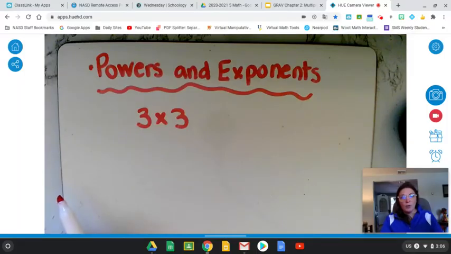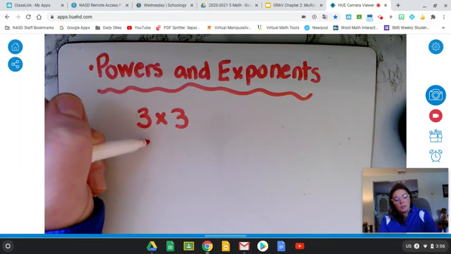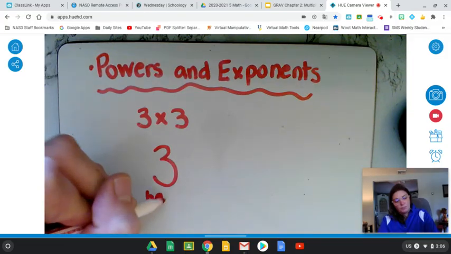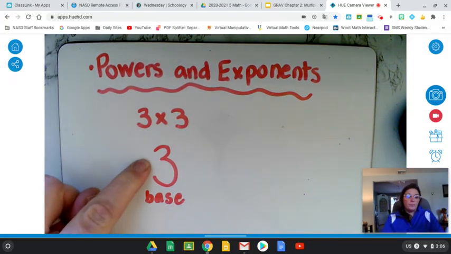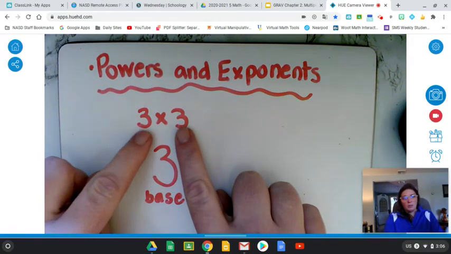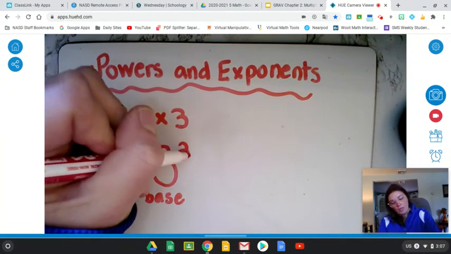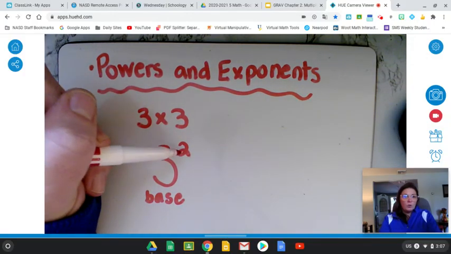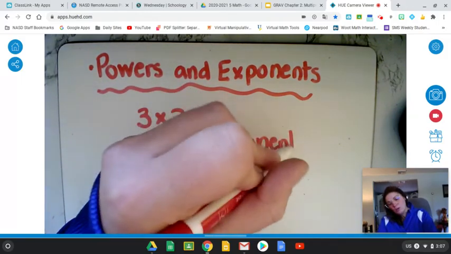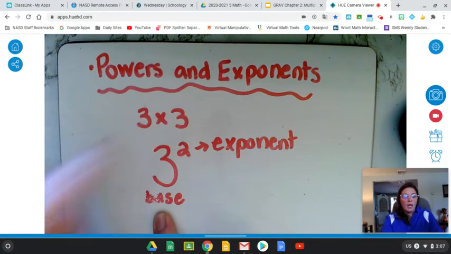To write that as a power, the number that I see repeated, the 3, is going to become something we call a base. Now, the number of times that factor repeats, in this problem it repeats twice, that number becomes an exponent. So our exponent is 2 because our base 3 repeated 2 times.